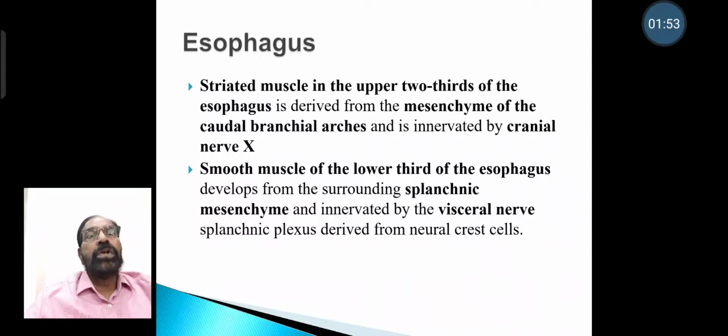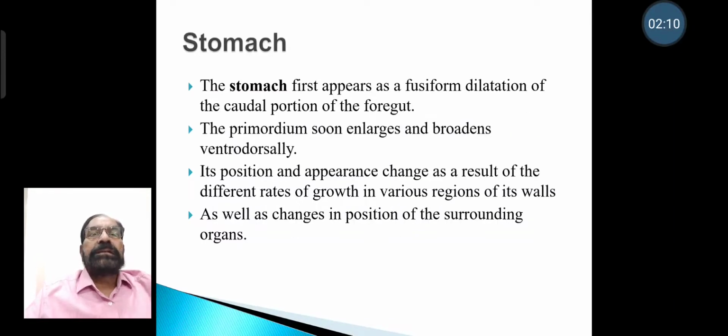Smooth muscle in the lower third of the esophagus develops from the surrounding splanchnic mesenchyme and is innervated by visceral nerve. Splanchnic plexus derived from neural crest cells. Stomach first appears as a fusiform dilatation of the caudal portion of the foregut. The primordium soon enlarges and broadens dorsoventrally.